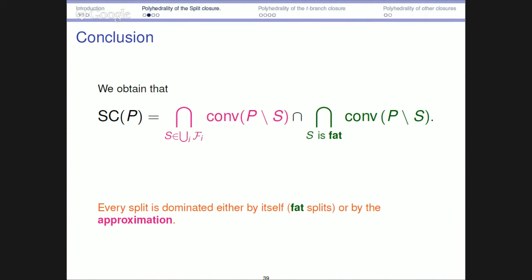This is finite, because by induction it was finite, and these fat split sets are also finitely many now. So this is a polyhedron. So we don't need the infinitely many. And as a conclusion, what you can say is that if the split set is too thin, then it will be dominated by the approximation. And if it is fat, it is dominated by itself. So that's why you don't need all possible split sets.